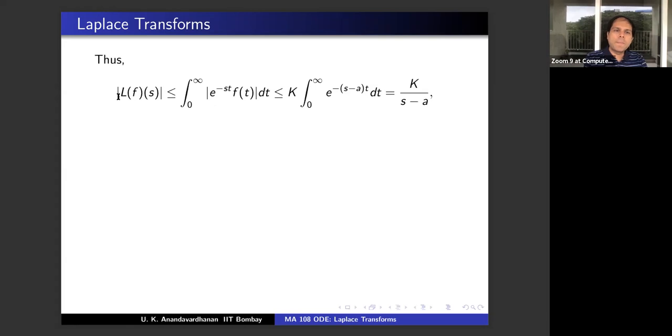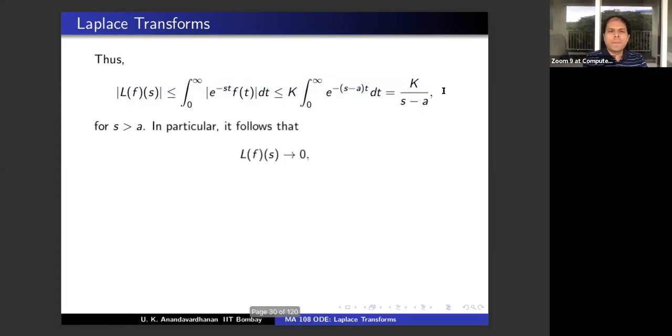Okay, so I'm getting a bound for the Laplace transform. And the most important thing, of course, I'm using s bigger than a in order to take this limit as usual. So s is bigger than a, and I'm getting this bound for the Laplace transform. And I'm going to apply the following. I'm going to take the limit as s going to infinity.